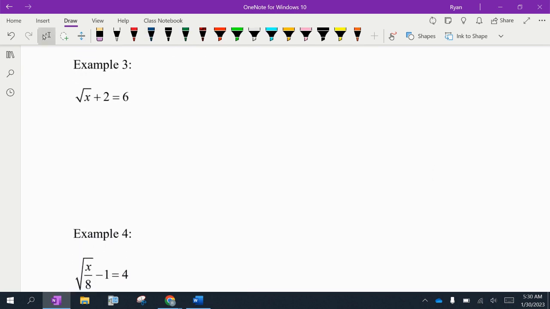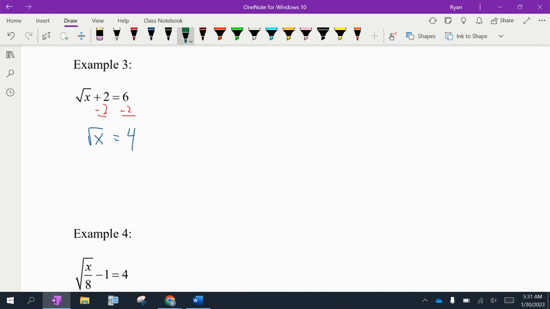Here's example 3. And in this one, we have a little bit more to do, and that's because the square root isn't isolated. Notice that square root sign ends right here. It's not a big long one going over the +2. It's only over the square root of x. So step number 1 in this problem is to subtract 2 from both sides. That gives us square root of x is equal to 4.